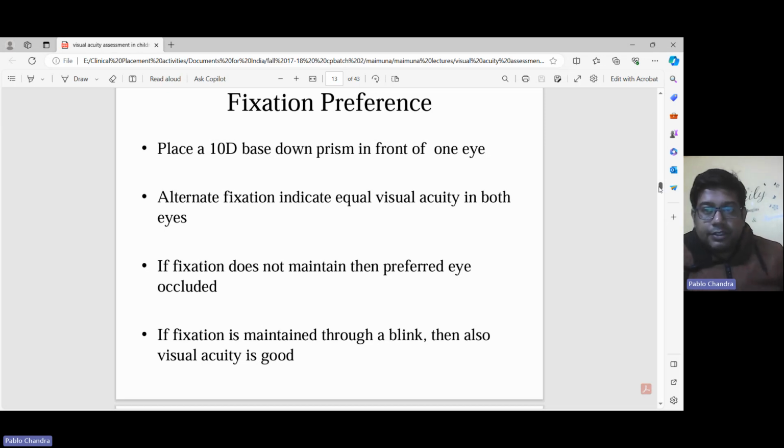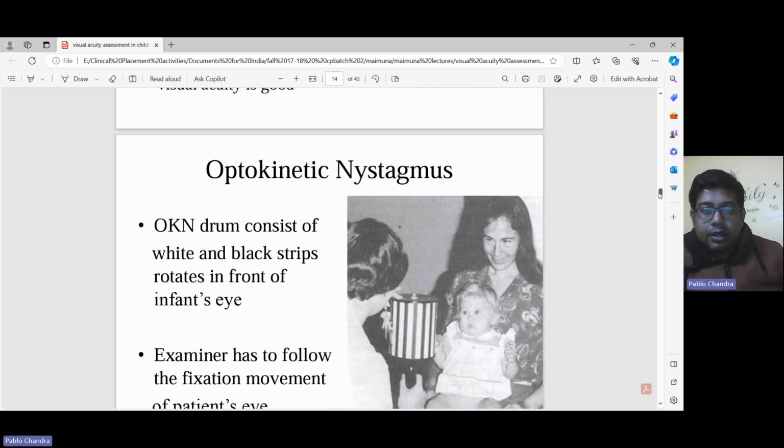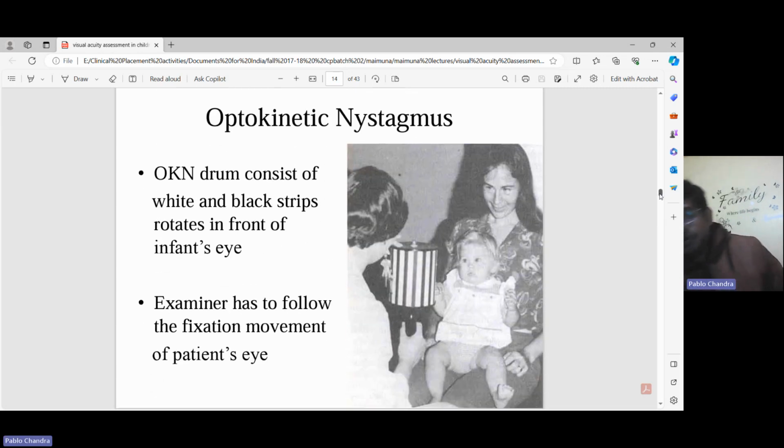Next is optokinetic nystagmus. Optokinetic nystagmus is a physiological test, and this test is normally done with every patient. What is nystagmus? Whenever our eyes are moving here and there, we call it nystagmus, right? And optokinetic nystagmus is a normal physiologic thing. To examine whether our eyes are normal or not, we need to do the optokinetic nystagmus.